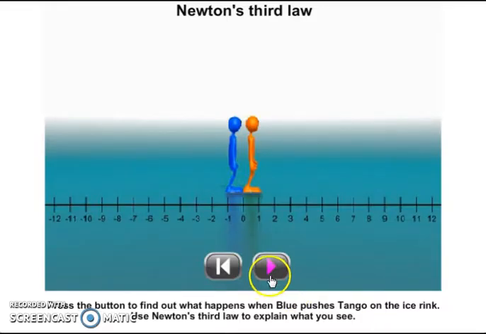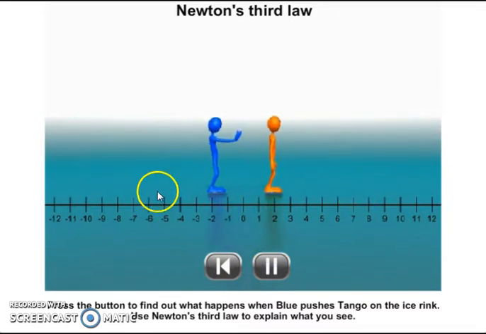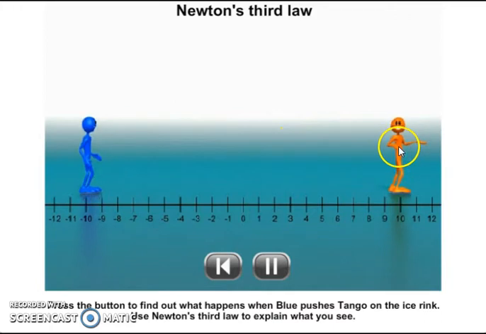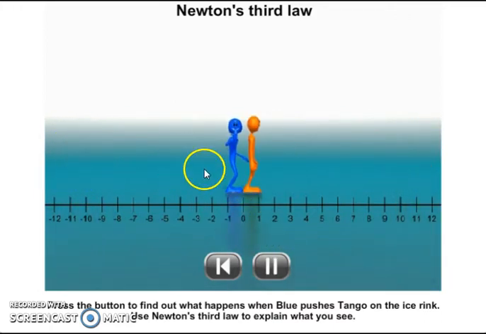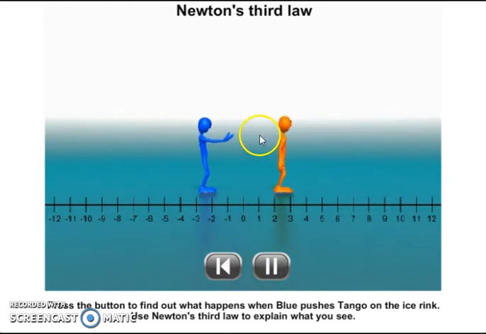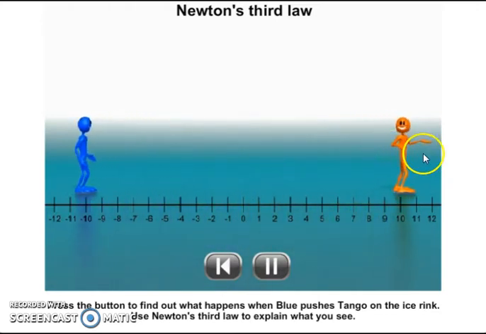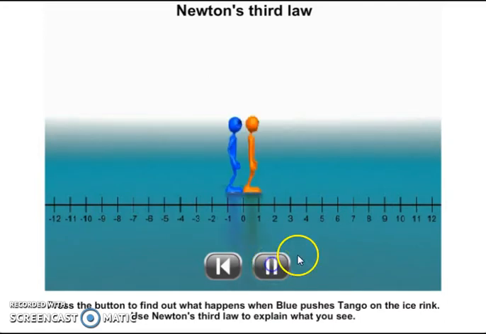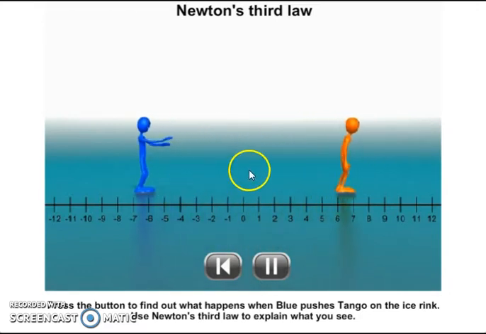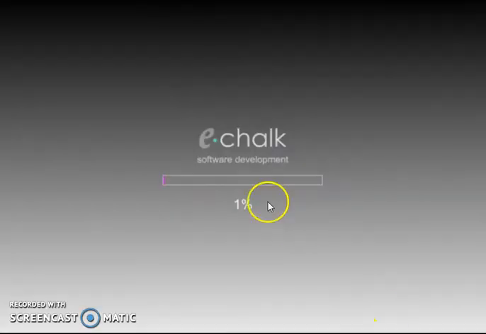Another scenario here. I have two guys on a skating rink. You can see blue and red. Once blue starts to push, red doesn't just feel a force on him, but blue will feel exactly the same amount of force on him, and that's why they both have an equal and opposite force acting on each other. That's why they start to accelerate.